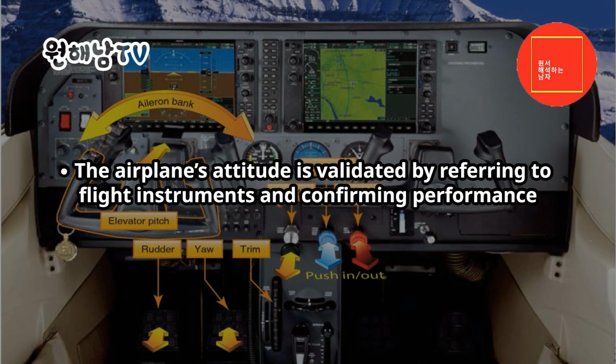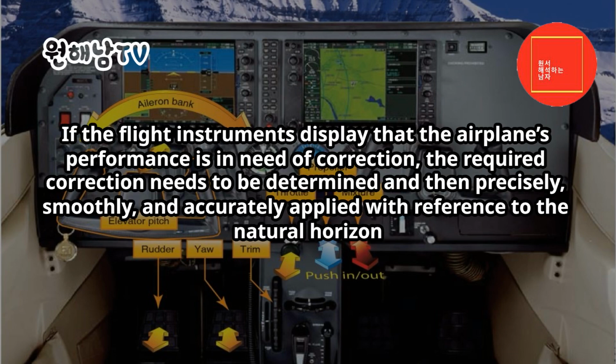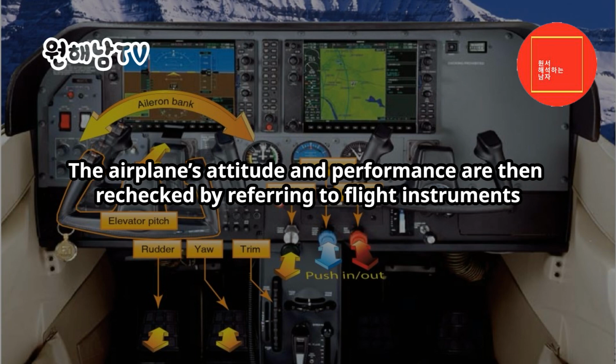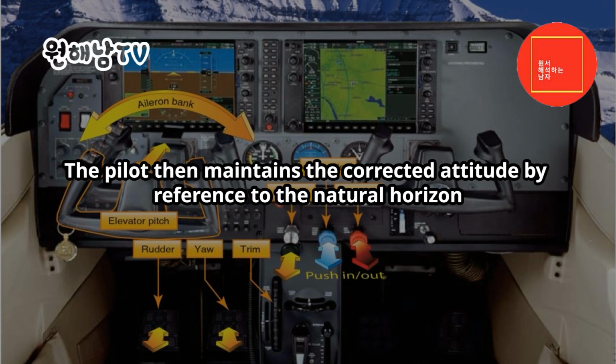The airplane's attitude is validated by referring to flight instruments and confirming performance. If the flight instruments display that the airplane's performance is in need of correction, the required correction needs to be determined, and then precisely, smoothly, and accurately applied with reference to the natural horizon. The airplane's attitude and performance are then rechecked by referring to flight instruments. The pilot then maintains the corrected attitude by reference to the natural horizon.